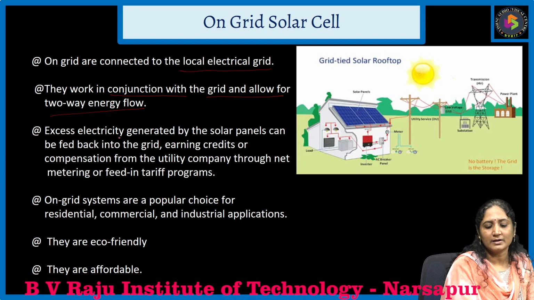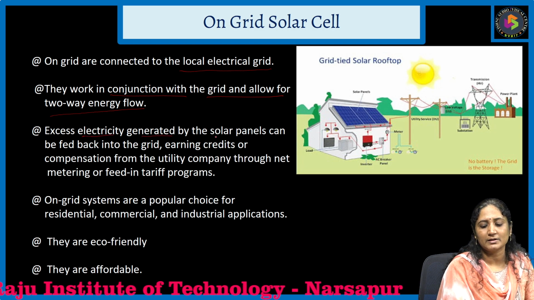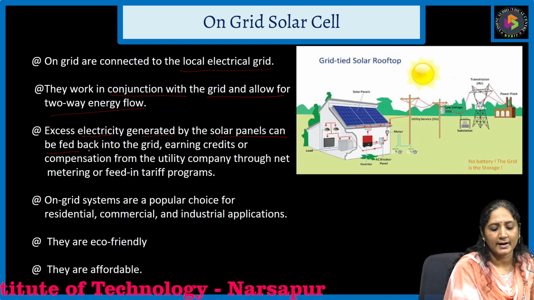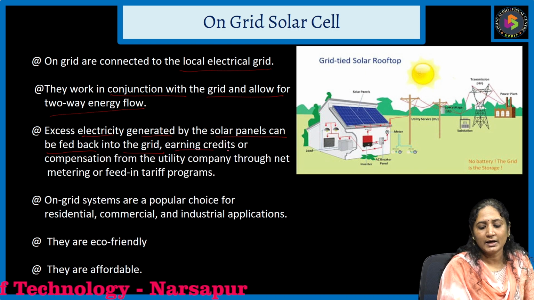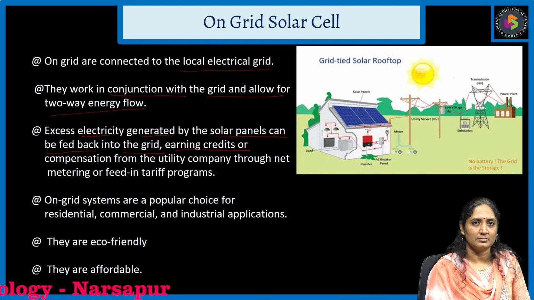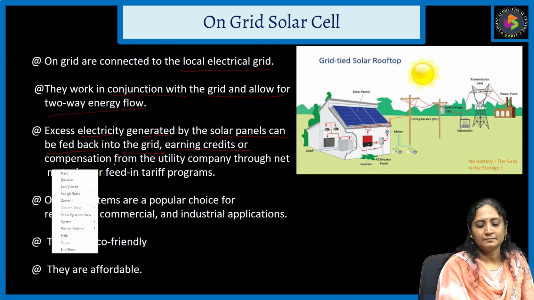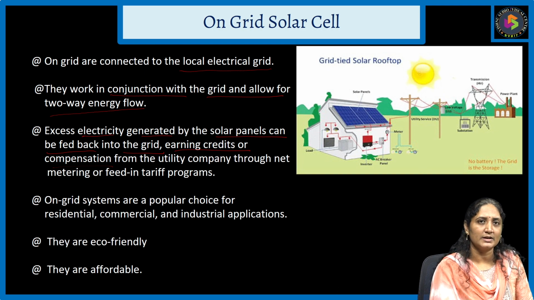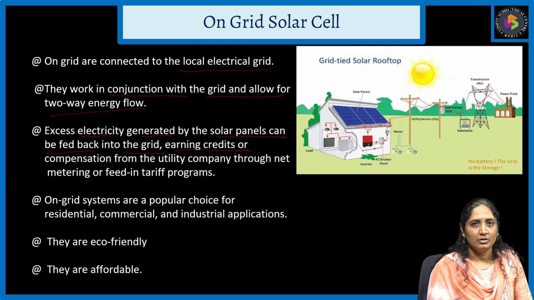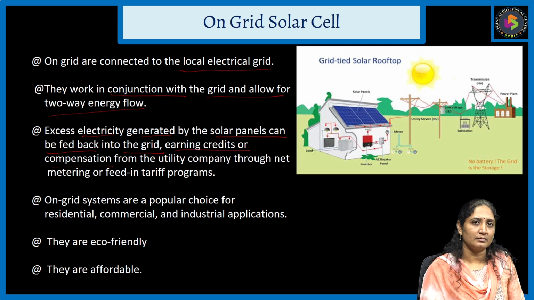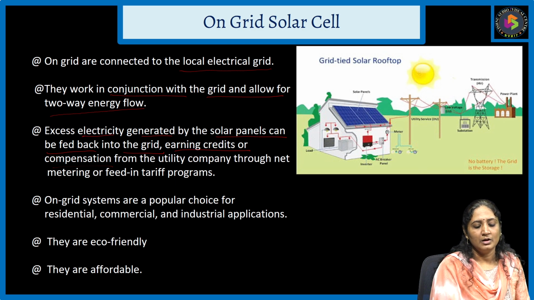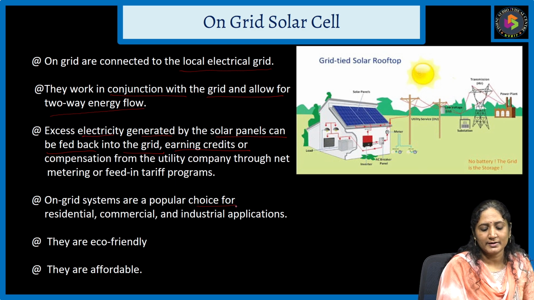So excess electrical energy which is generated by the solar panels can be fed back into the grid and earn some credits. That means the amount of energy we generate will be compensated by the utility, meaning we can supply it to companies which can use that energy and give some amount. So on-grid systems are a popular choice.